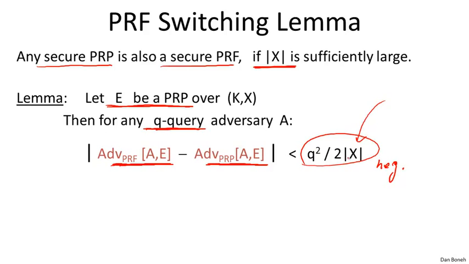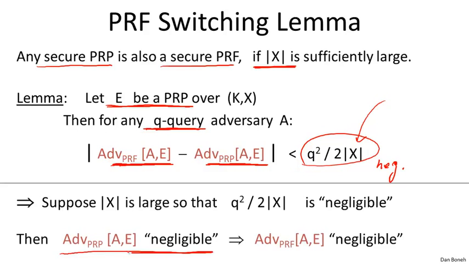So essentially, when X is large, say 2 to the 128, and Q, say, is 2 to the 32, that's a billion queries that the adversary makes, then still the ratio is going to be negligible, in which case we say that the adversary's advantage in distinguishing the PRP from a random function is pretty much the same as its advantage in distinguishing the PRP from a random permutation. So again, if E is already a secure PRP, then it's already a secure PRF. So AES we believe is a secure PRP, and therefore we can also use AES as a secure PRF.